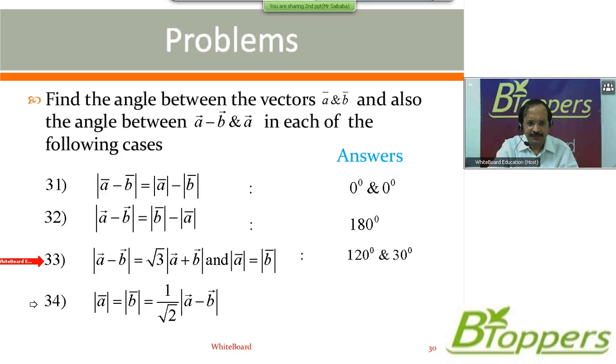Then next, see question number 34. Here it is given that magnitude of A bar is equal to magnitude of B bar, that is equal to 1 by √2 times modulus of A bar minus B bar. Come on, try this question. Of course, in each question you have to find the angle between the vectors A bar and B bar, and also find the angle between A bar and A bar minus B bar. In case you need more time, you can take a pause and try the problem.